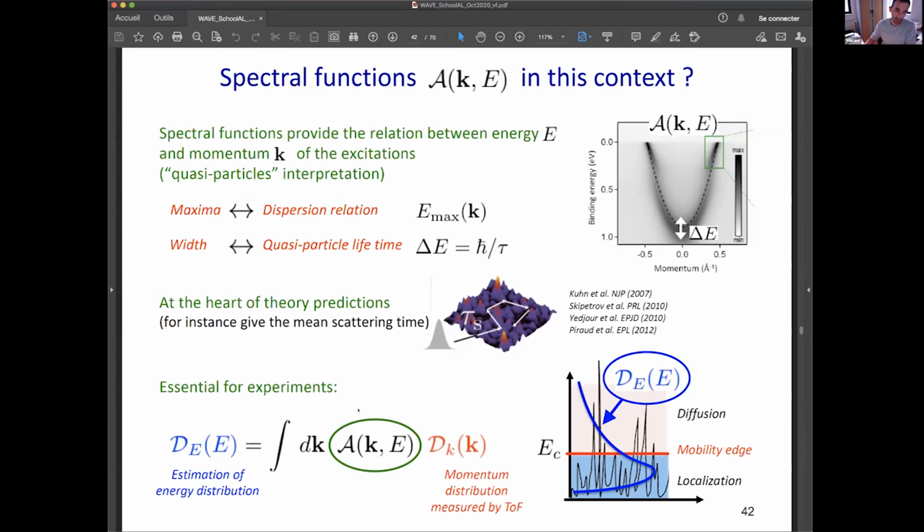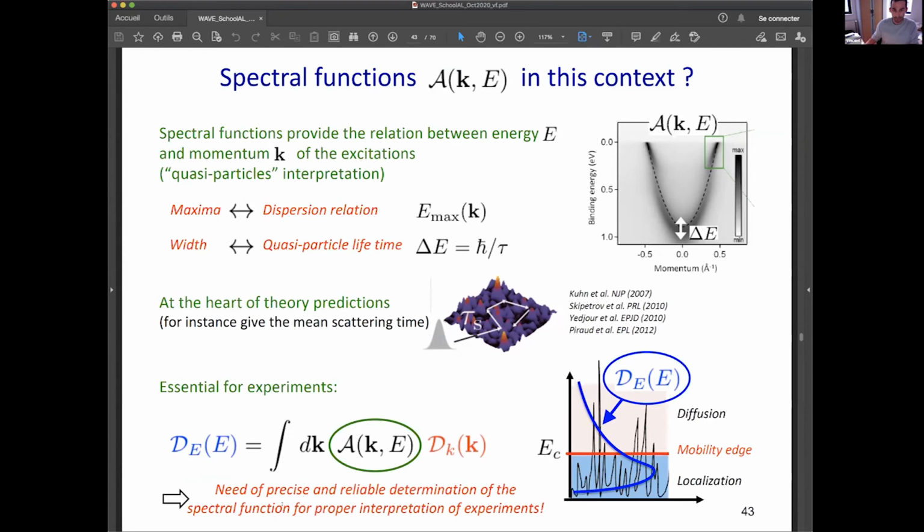And then if we know this, but this is something which is not direct, that we have to compute or to estimate by any methods that you have at hand, then you can estimate what is the energy distribution, but it's important to realize that it's not a direct measure. This is how the experiments were interpreted. I insist quite a lot on the fact that if you don't have a precise and reliable determination of the spectral function, then it will be difficult to interpret the data. Okay, with that in mind, I will show you now how the results look like.